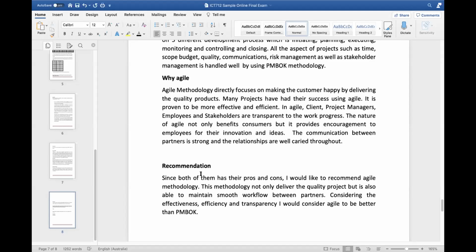I don't like the way it's framed very much, because what I'd like you to do is, when you actually make a point, link the points together. So if you say, for example, Agile methodology focuses on making the customer happy by delivering quality products.